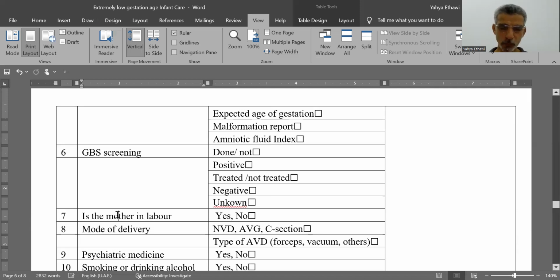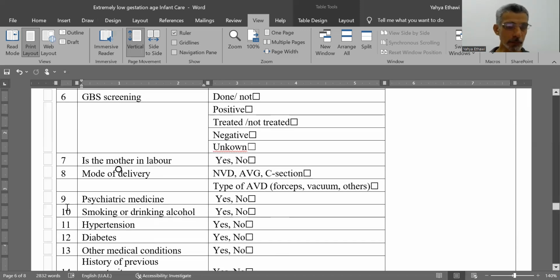And the most important also, we need to check whether the mother is in labor or not, because prematurity without labor, there is no need for antibiotics. But prematurity with labor, there is need for antibiotics. Then we need to know the mode of delivery. Is it normal vaginal or assisted vaginal or C-section? And if it's assisted vaginal delivery, is it forceps, vacuum, or they use others?